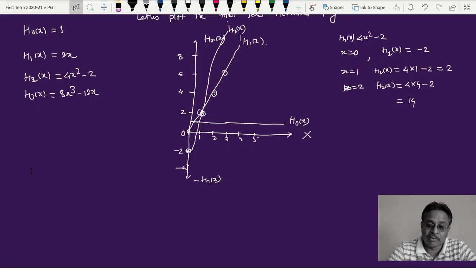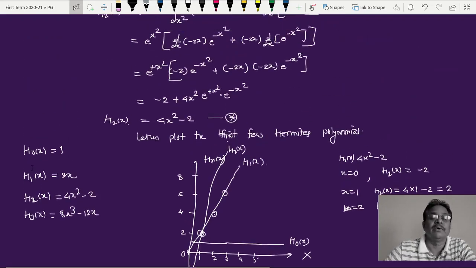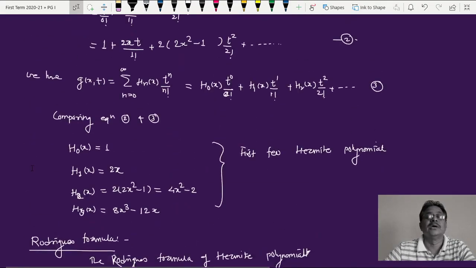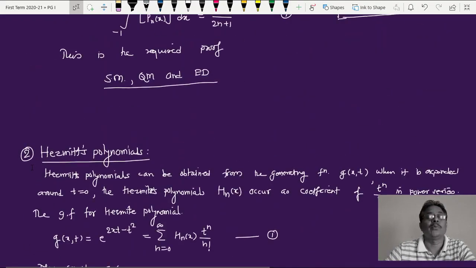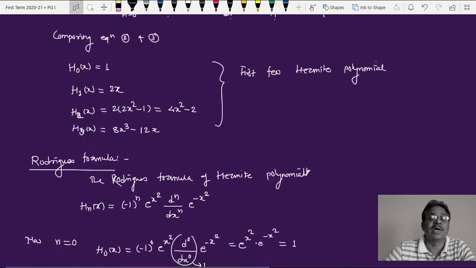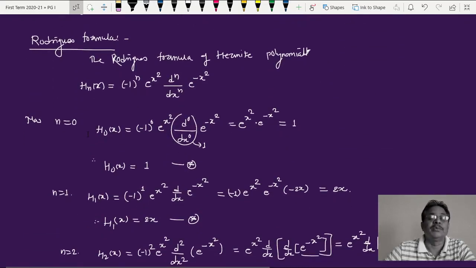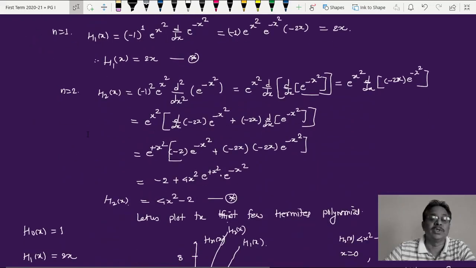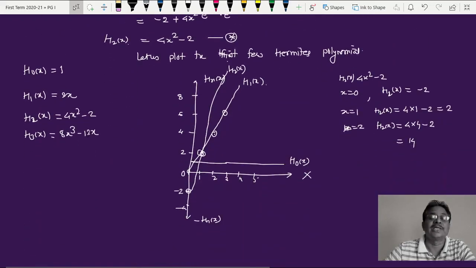So that is what we have done for the positive part of x. The negative part of x we can also plot, and we will get the curves on the left-hand side too if you want. So here we have understood this process, how to obtain the Hermite polynomial from the generating function, as well as from the Rodrigues formula. Both methods have been seen, and at the same time we have seen how it can be plotted on the graph as shown by these equations.